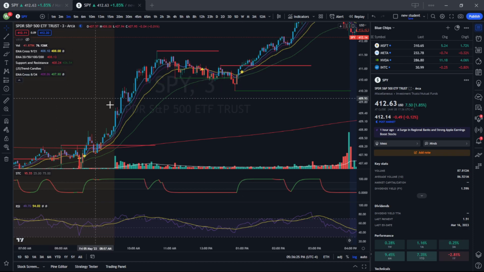The 13/48 EMA cross is basically another continuation for momentum in an upward or downward path.